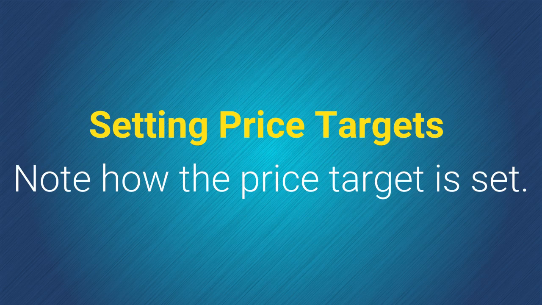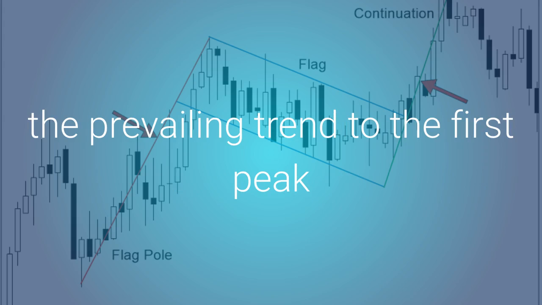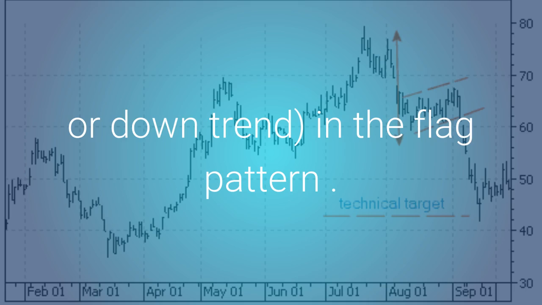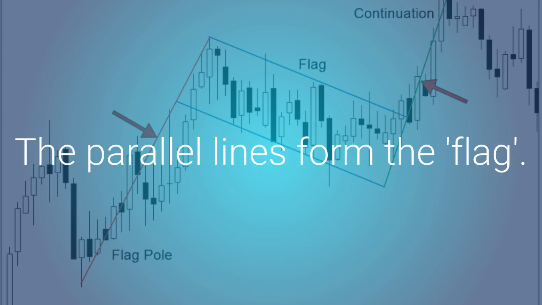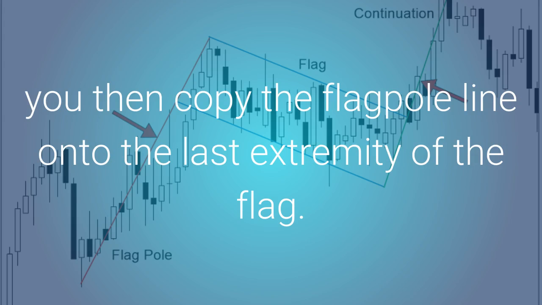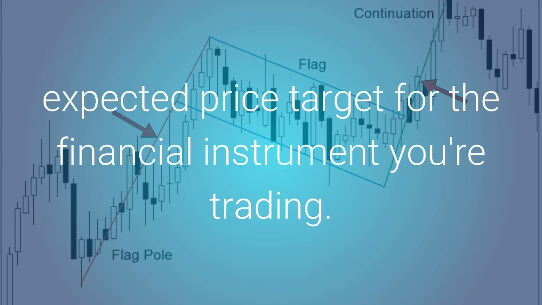Setting price targets. Note how the price target is set. You draw a line from the beginning of the prevailing trend to the first peak or trough, depending on whether it's an uptrend or a downtrend, in the flag pattern. This line is called the flagpole. The parallel lines in the counter trend form the flag. Once the breakout occurs, you then copy the flagpole line onto the last extremity of the flag. This last line will give you the expected price target for the financial instrument that you're trading.